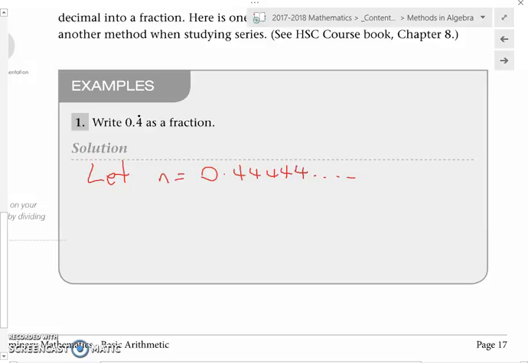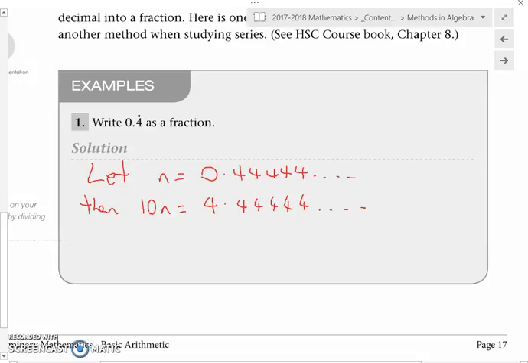Cool? So what I can then say is, if I times that by 10, what would I have? 4.4. Excellent. I'd have 4.444, and those 4s would still go on forever, correct? Okay, cool. Now, what if I did this?